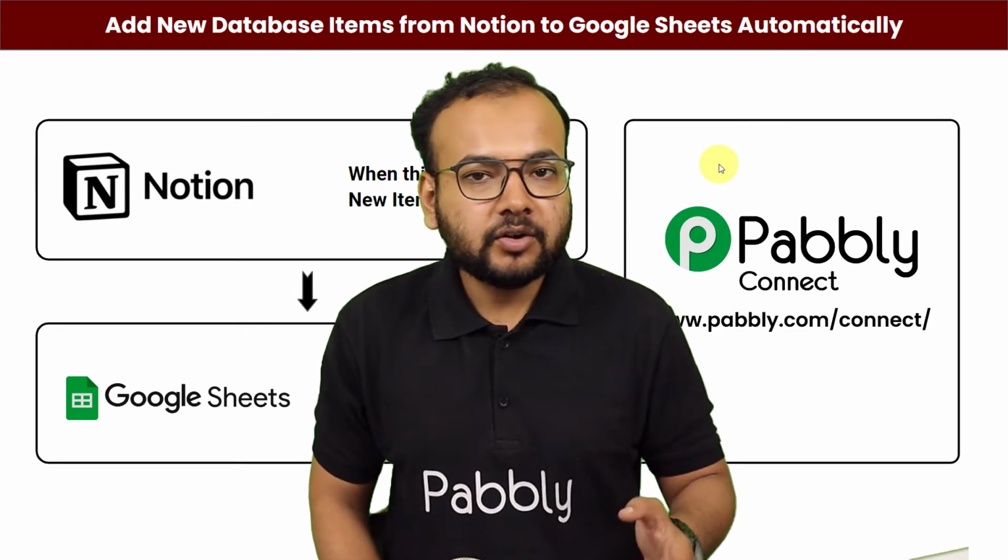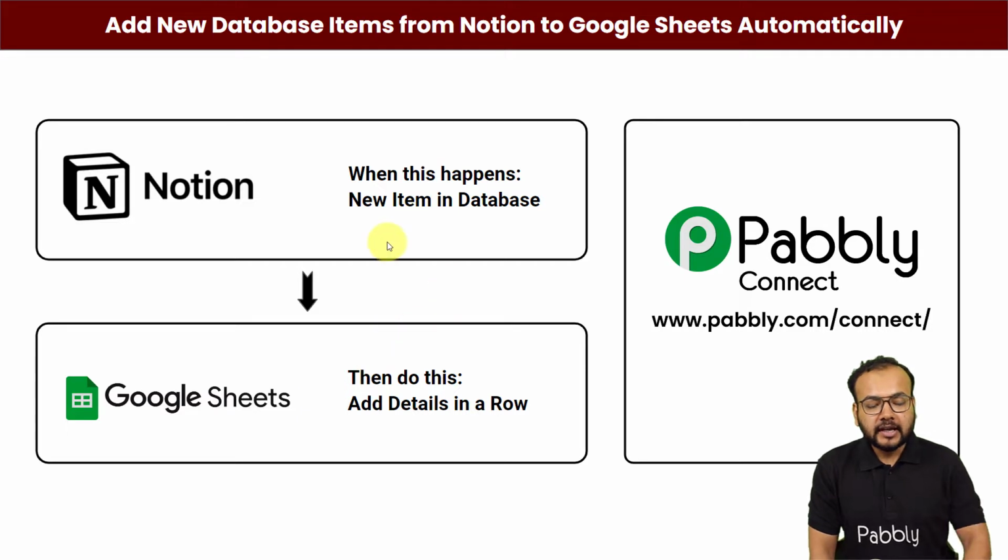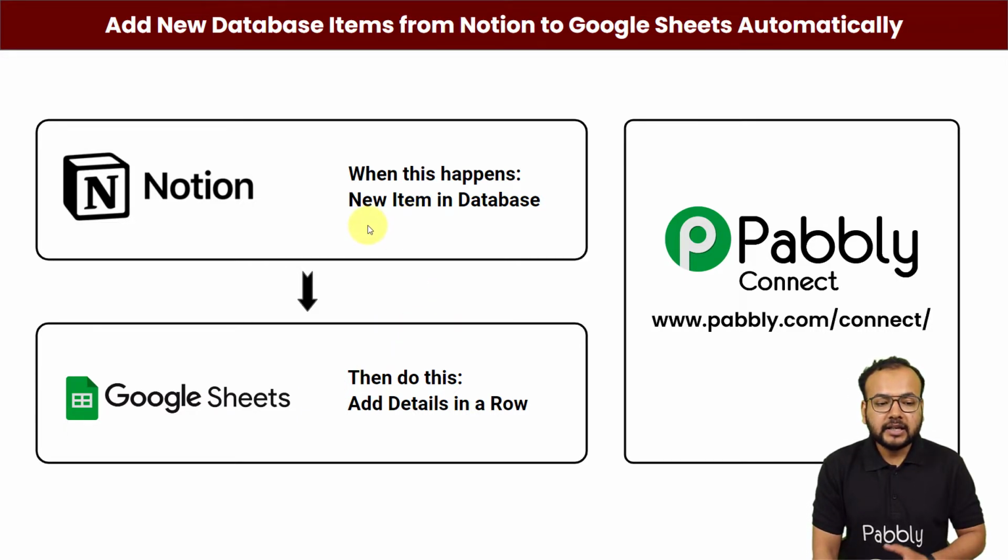So here you can see on my screen guys, this will be the flow of this automation. As and when you add any new item in a database in Notion, the details of that item will be saved here in Google Sheets automatically. So you will have a record of the data, what your team is doing, what you are doing in Notion, and you can see that record in Google Sheets anytime you want. So you do not have to manually copy the data from Notion and add it here in Google Sheets.